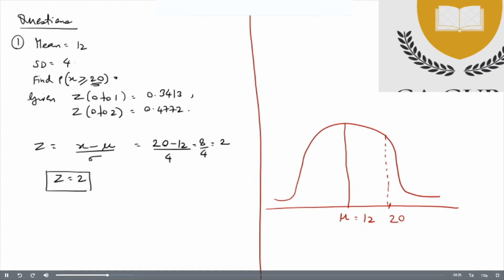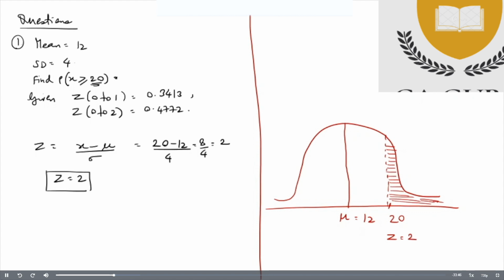Then the next thing we will do, after plotting 20, is find out what is the required area. The area which is required is P of x greater than or equal to 20. So we have to find out this area. This is the area required. Now z is equal to 2. When is z equal to 2? When the x value is 20. So this means z is 2 here.